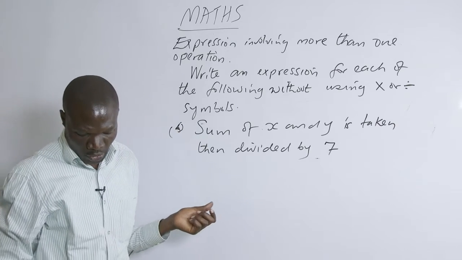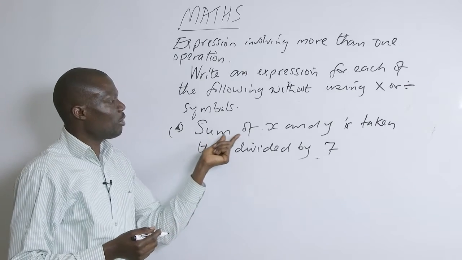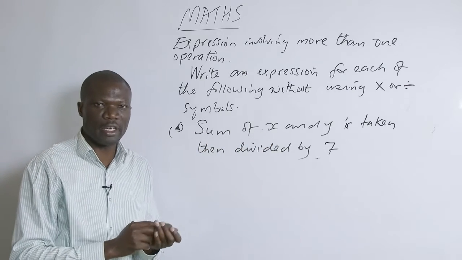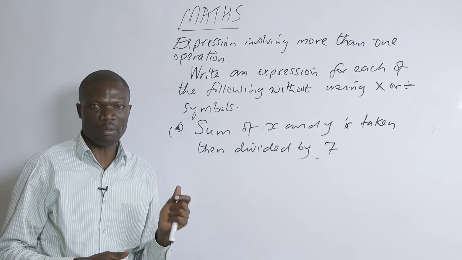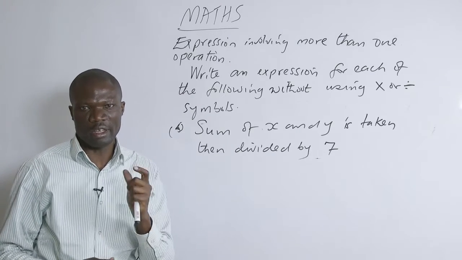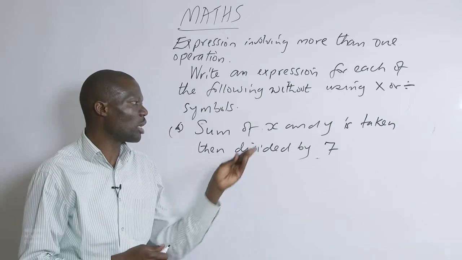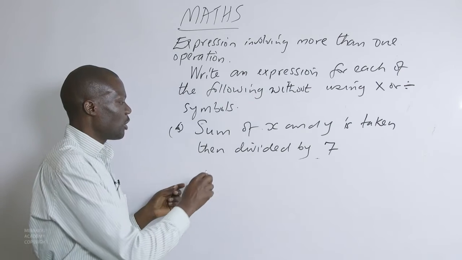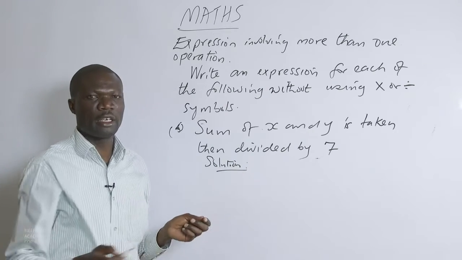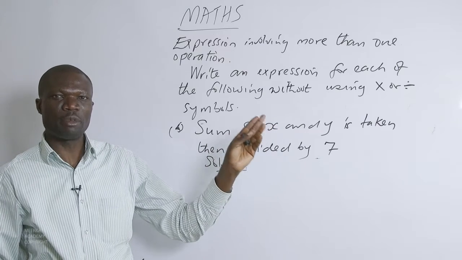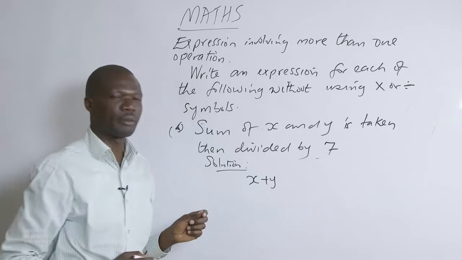So the second question that we have here is this. The sum of x and y is taken and then divided by 7. Now, the pronumerals we have are x and y. So in our solution, we need to identify the x and y. So when we talk about the sum of x and y, it is the same as x plus y.